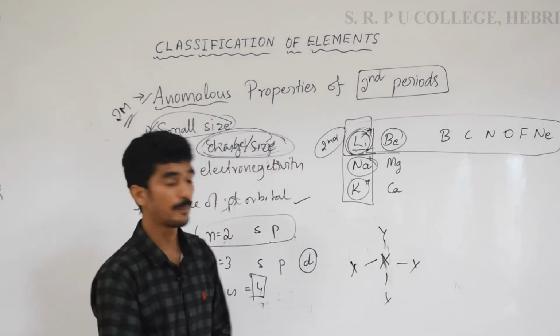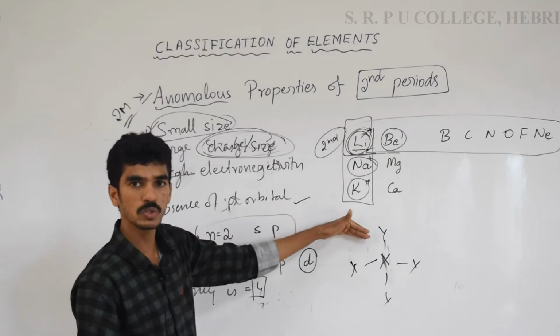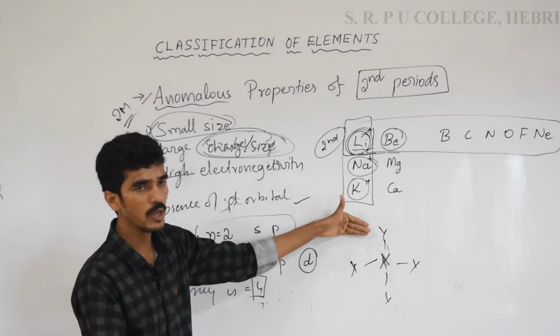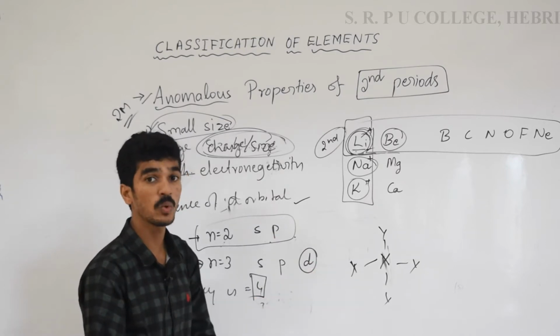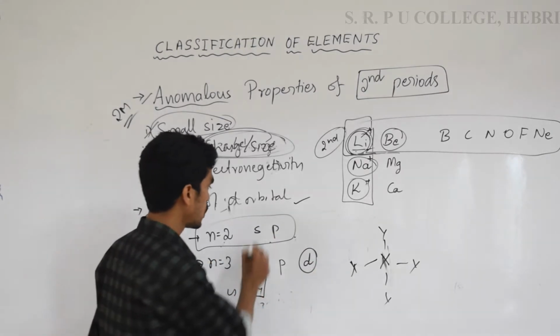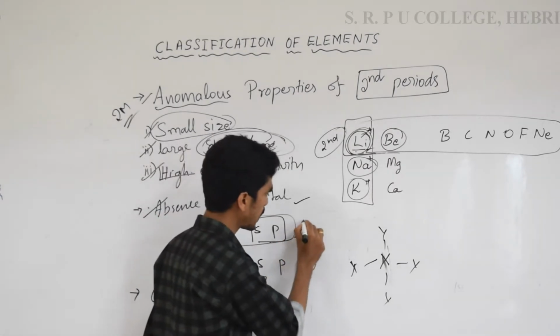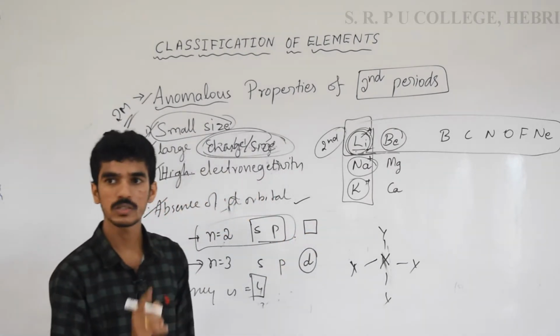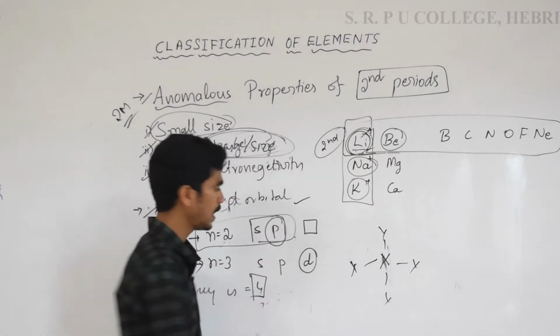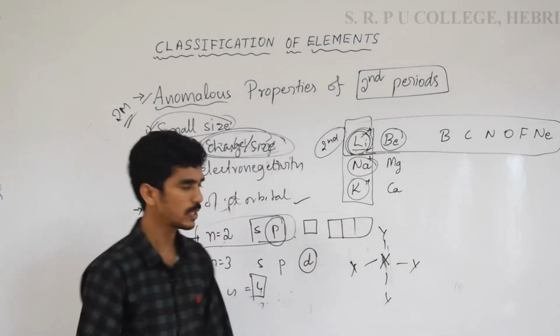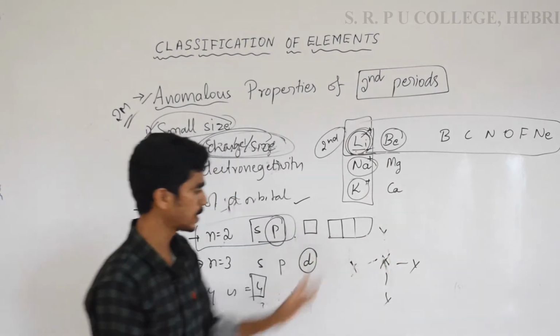Like this, but the rest of the groups show more than 4. Maximum covalency should be more than 4. Why? Because of the presence of d orbitals. The s can be categorized into 1 orbital, and p again is categorized into 3. This is regarding the second period.